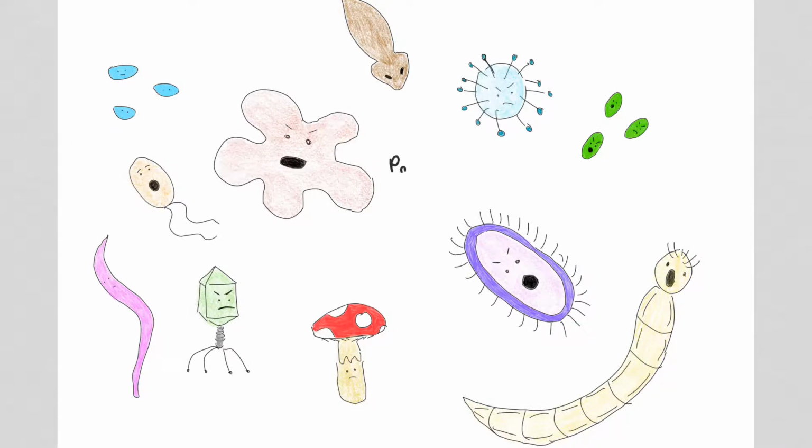So first of all, we should probably talk about what a pathogen is. A pathogen is an organism that causes disease. And there are all kinds of different pathogens.